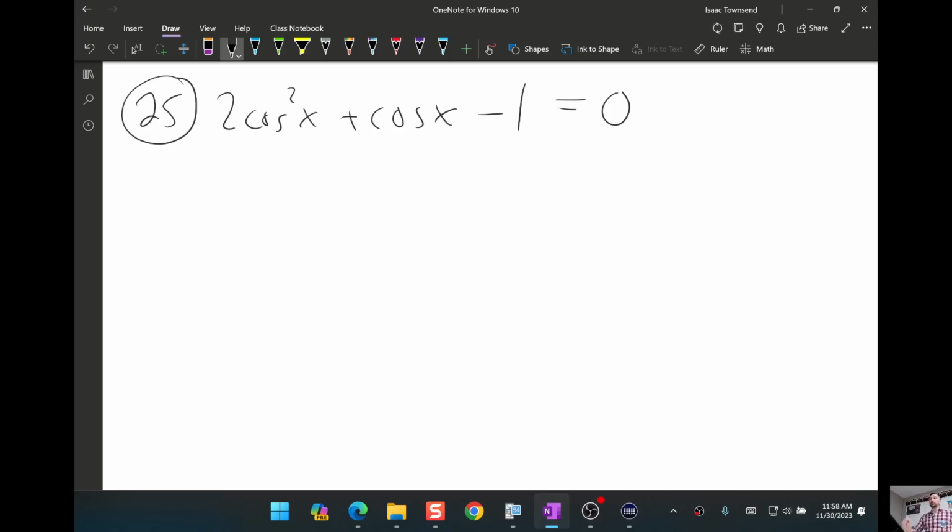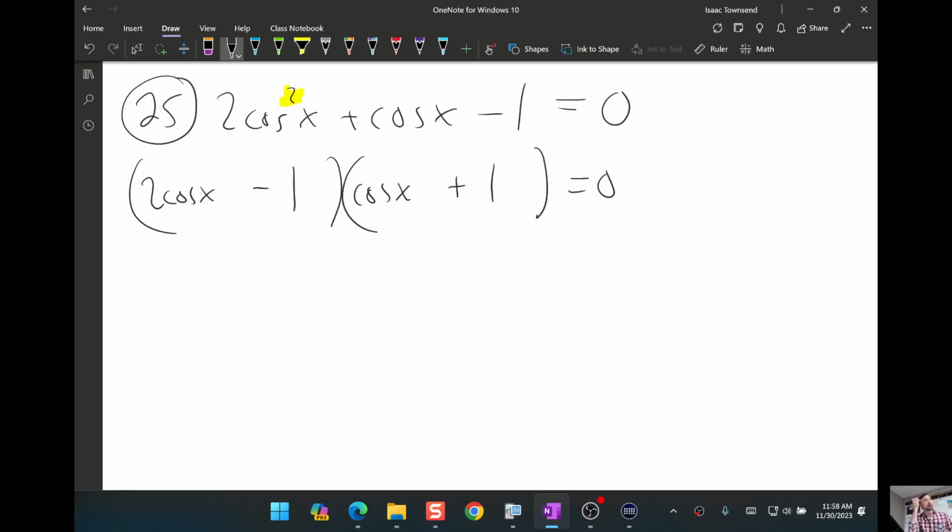Okay, so glancing at 25, I immediately noticed that this is like a quadratic because the biggest exponent is a 2. So I would either rewrite this with x's out to the side and think about how that factors, or carefully try to factor it this way as well. It should factor like that. Remember, you can always check your factoring with FOIL.